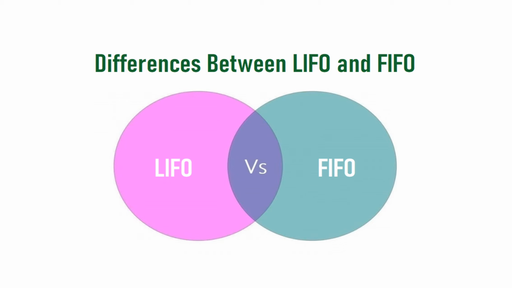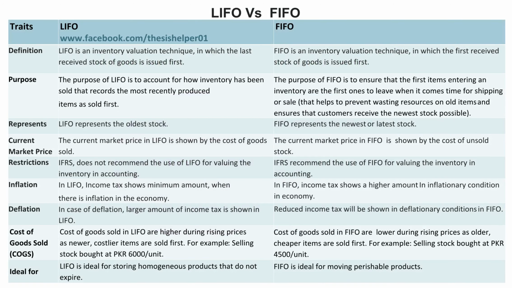Differences between LIFO and FIFO. LIFO versus FIFO. LIFO is an inventory valuation technique, in which the last received stock of goods is issued first. Whereas, FIFO is an inventory valuation technique, in which the first received stock of goods is issued first.